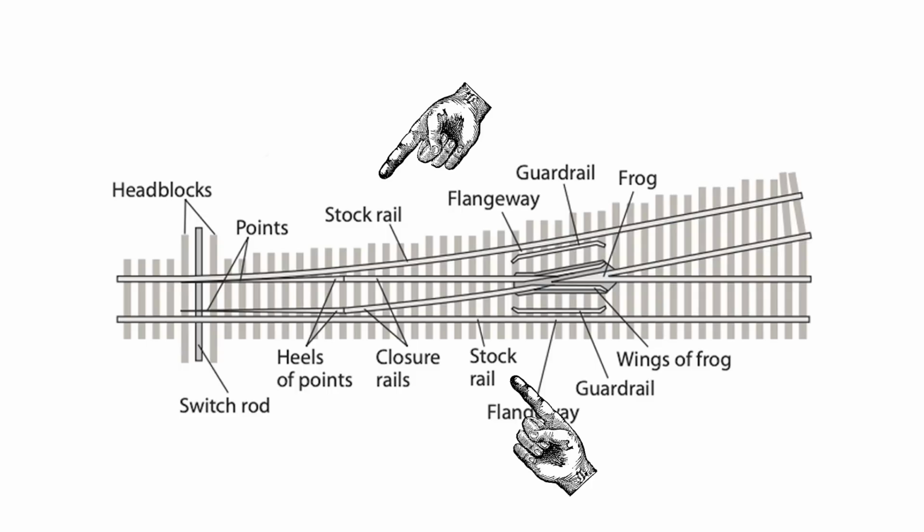Or we will bend the curved, we'll put a little kink in the curved stock rail so that the points can close up against that little kink. And we'll go over that when we talk about actually building a switch.